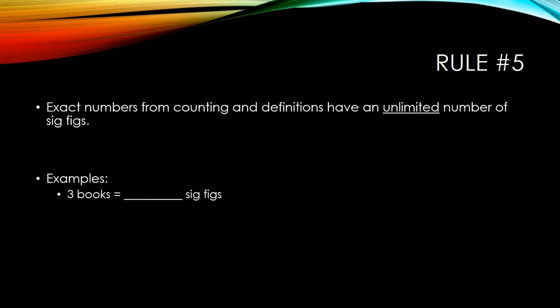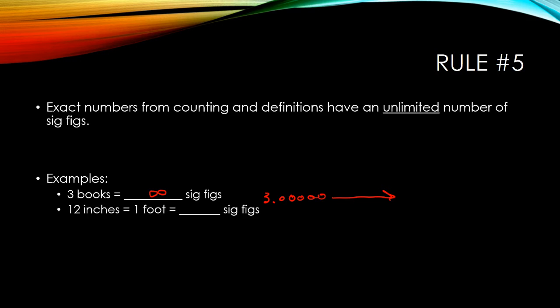Our first example is, let's say you had 3 books. Well, we say that this is an infinite number of sig figs because you counted the 3 books. Meaning the idea is it's not just 3 books, but let's go back to that idea of trailing zeros. It's 3.00000000 to infinity books. There's no more, there's no less. It's exactly 3. And that's why it comes down to this idea of being an infinite number of sig figs. So that's one of our examples that comes from counting.